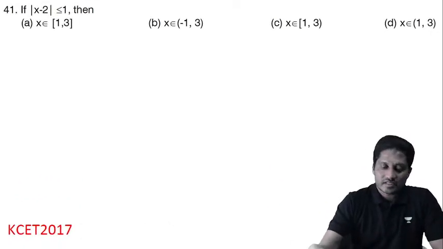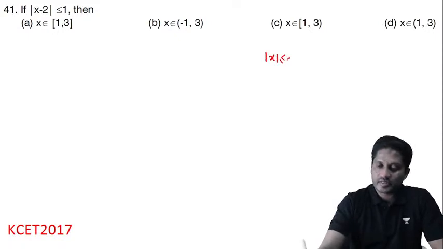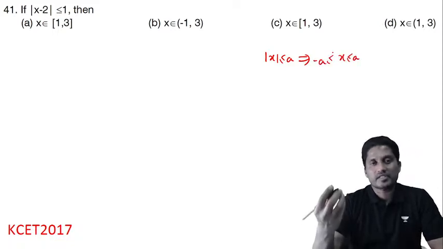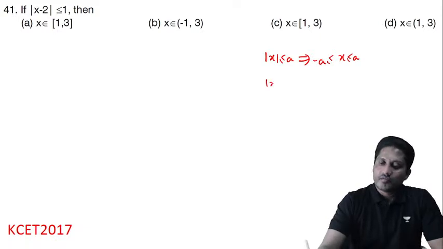Right, now listen, there are some mod properties. Suppose mod x is less than or equal to a, then you should write x is less than or equal to a and greater than or equal to minus a. You have done similar questions in previous year papers as well. When mod x is greater than or equal to a, then x is greater than or equal to a or x is less than or equal to minus a.